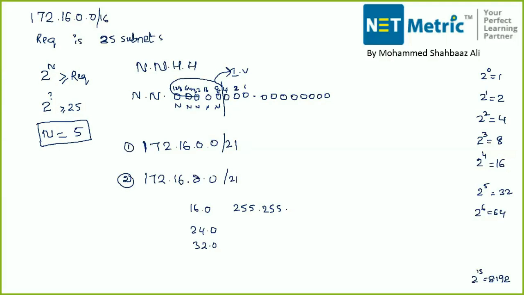128 plus 64, 192. 192 plus 32, 224. 224 plus 16, 240. 240 plus 8, 248. So directly you can say 248.0. Just remove 7 bits from 255. If you remove 7 bits from 255, it will be 252. Yes, sir.